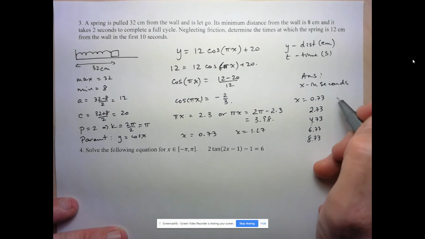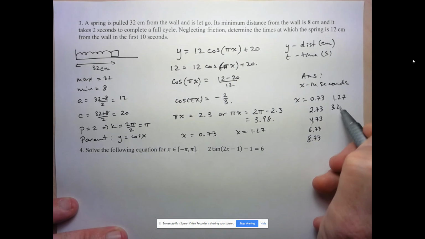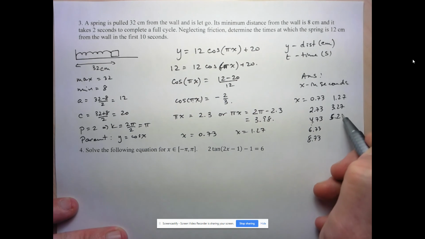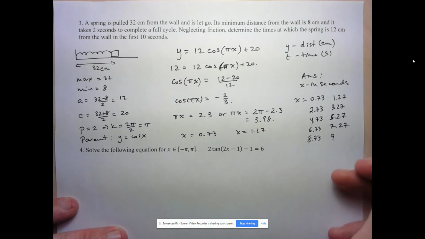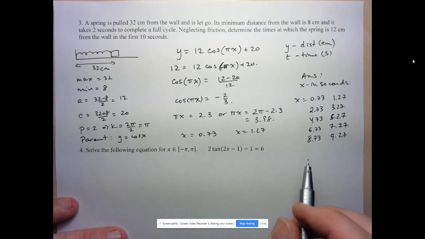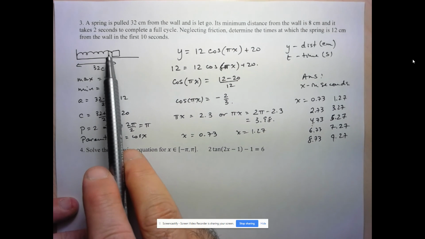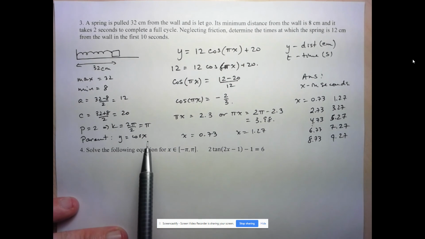But we also have 1.27, and then we're just going to keep adding 2. So 3.27, 5.27, 7.27, and finally 9.27, all in seconds. That means that the spring is going to be 12 centimeters from the wall at 10 different times in the first 10 seconds.